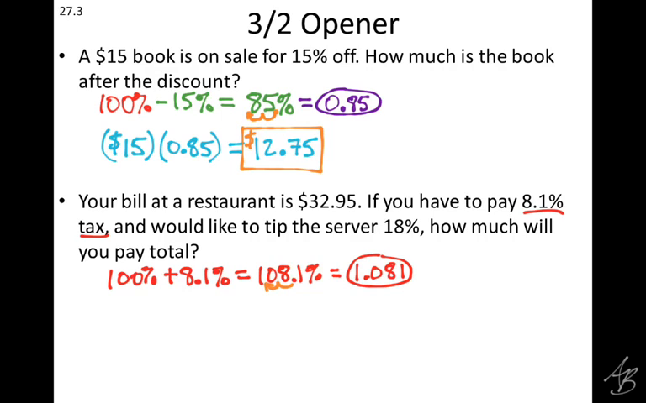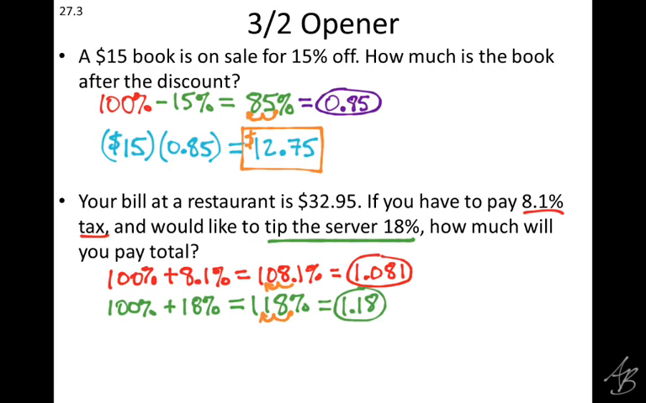All right, now, what about that 18% tip? What are we going to do with that? Starting at 100, are we going to add that 18% in, or are we going to take that away? We're going to add it. So we're going to take 100% plus 18%, and what do we get? 118%. Again, we need to change that to a decimal, so we take the decimal point, move it 2 places to the left by dividing by 100, and we get 1.18. There's your multiplier for the tip.